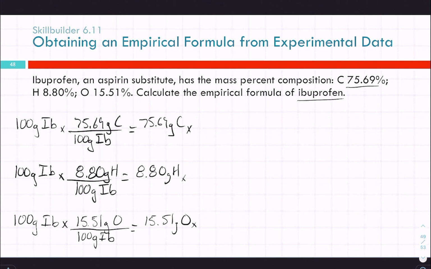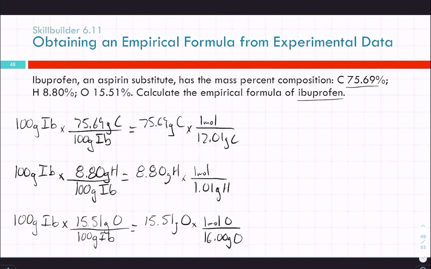All right, so our next step, just as with the other problems, is we're going to convert to moles. Actually, I'm going to run out of space. All right, so grams of oxygen, grams of hydrogen, grams of carbon. These are all 1 mole, again, because the molar mass is the grams per mole.